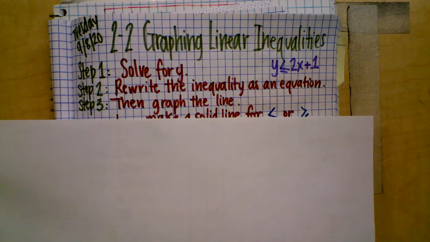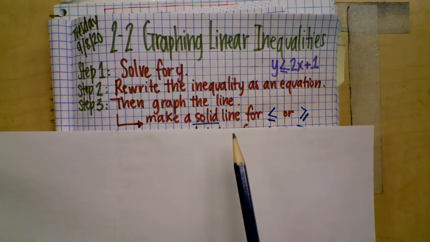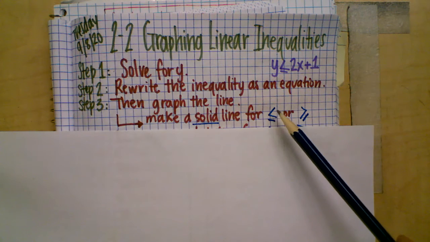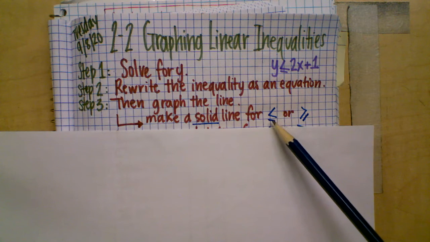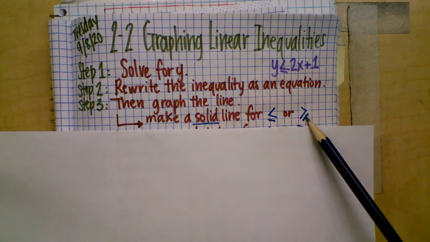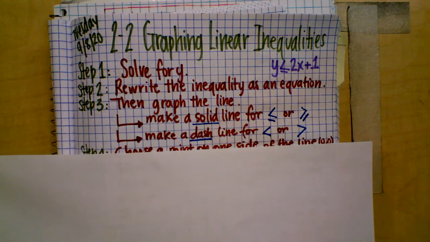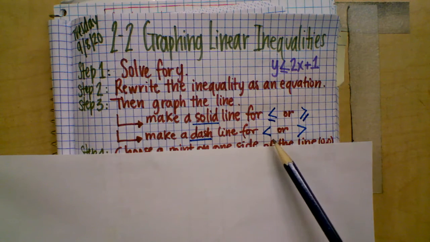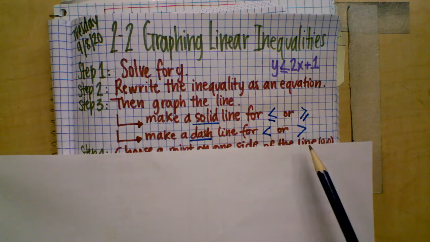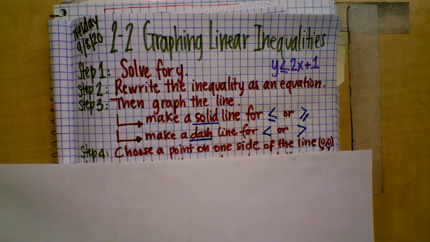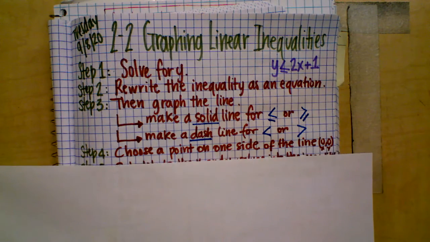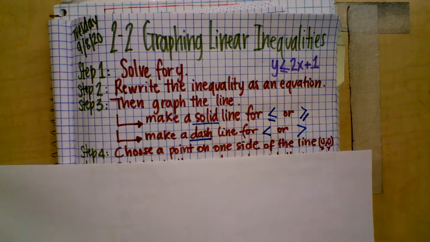Sorry, for step 3, make a solid line when you have the inequality less than or equal to or greater than or equal to. Solid line. And you want to use a dashed line when you have the less than or greater than inequality symbol. Okay, step 4, you want to choose a point on one side of the line.